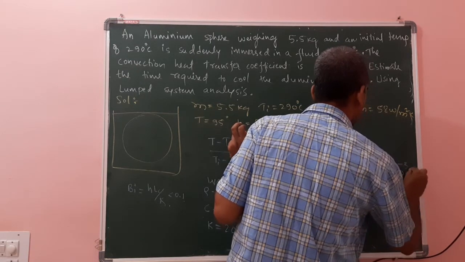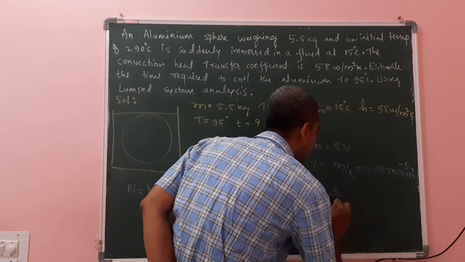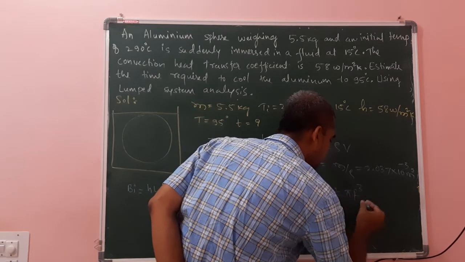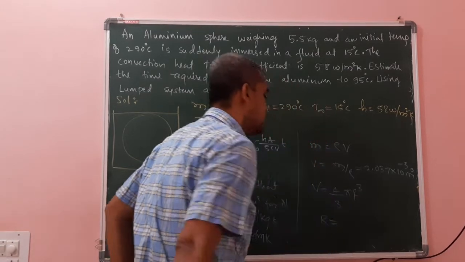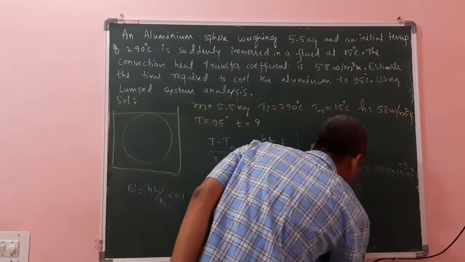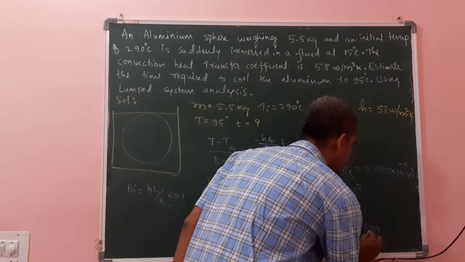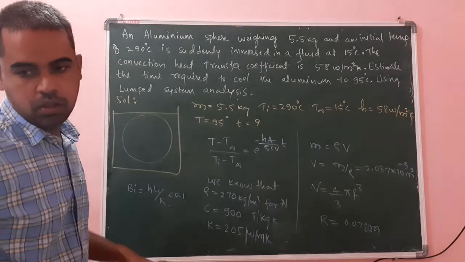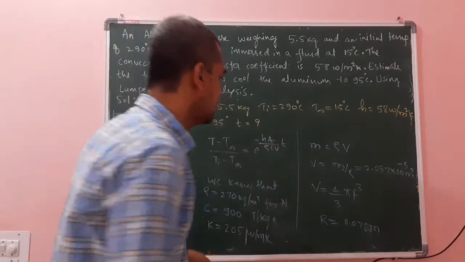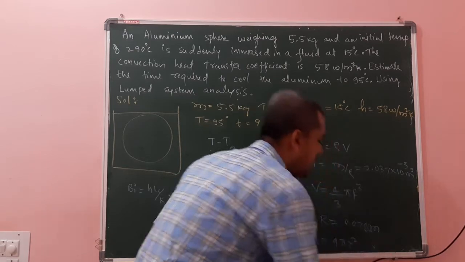meter cube. Once we know the volume, volume is equal to 4 by 3 pi r cube, the volume of a sphere. From this we can get the radius. Radius you will get as 0.0786 meter. Once you get the radius, we can calculate the surface area. Surface area A is equal to 4 pi r square.